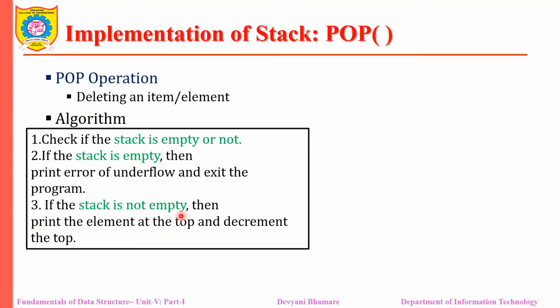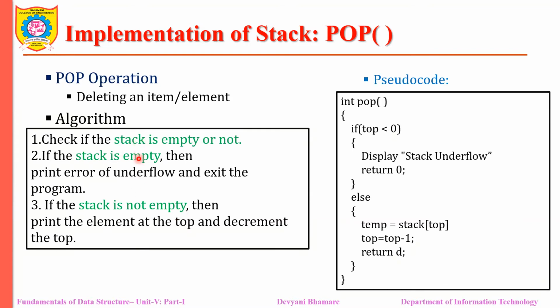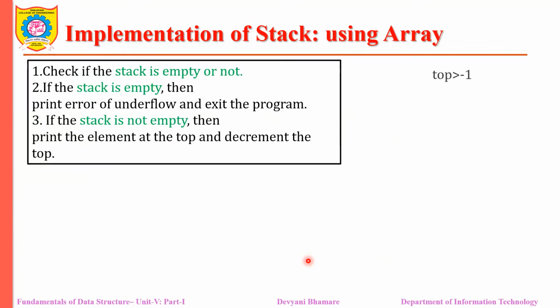Let's see how we can perform that. We have to check whether the stack is empty or not. If the stack is not empty, then we display that the element is being deleted and then decrease the top by 1. In this way, we can perform the pop operation. To perform the pop operation, your top must always be greater than -1, meaning your stack should not be empty.